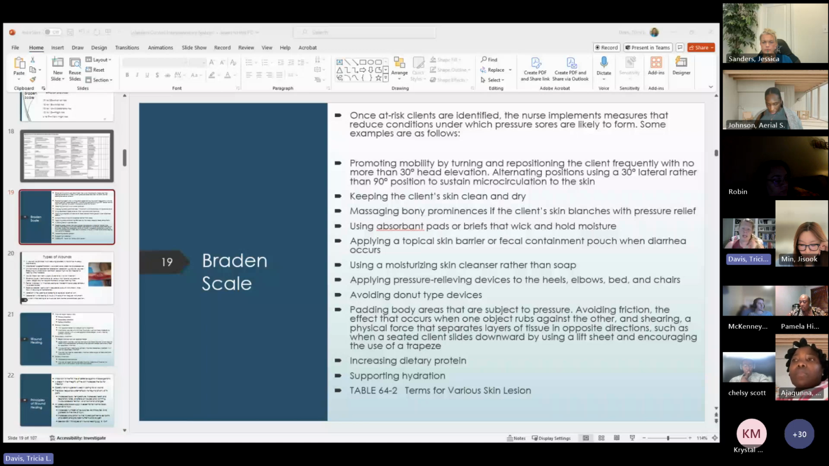We always want to use a moisturizing skin cleanser rather than just a soap that we would buy over the counter. Even though family members want to bring things in, it's better that you always just use what we have in the hospital, because that's better suited for these areas.